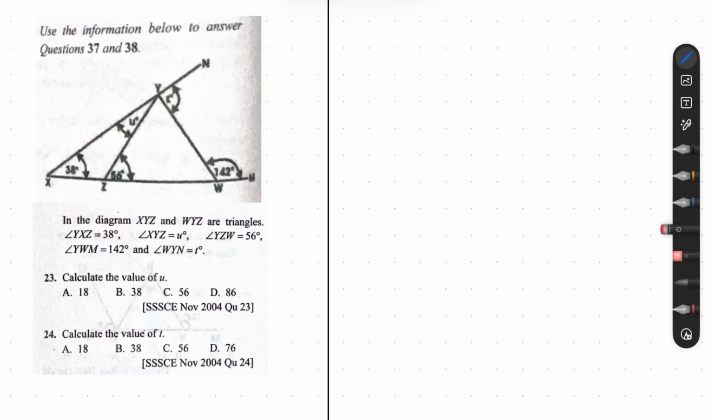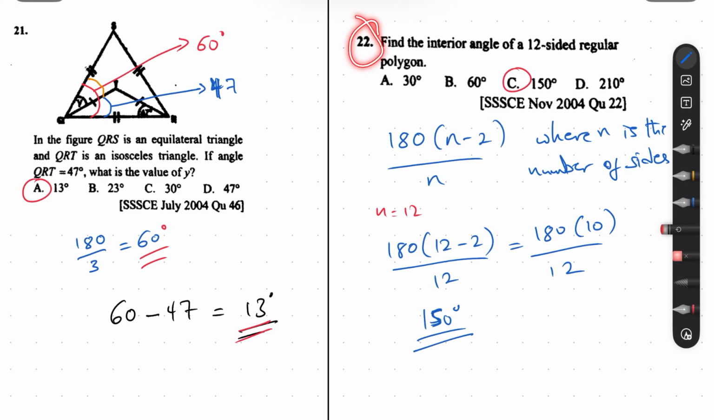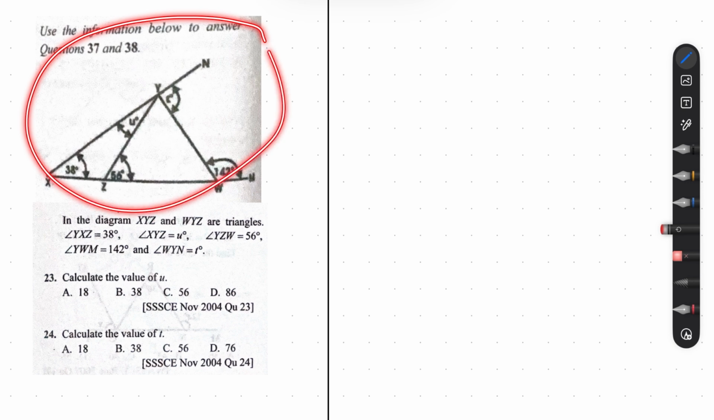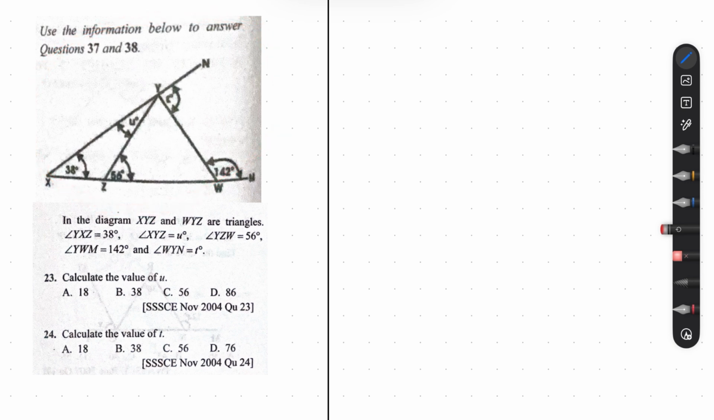In the previous session, we ended on question number 22. In this session, we start with question number 23. The question comes with the preamble over here. It says, use the information below to answer questions 23 and 24. So don't worry, it is the same thing. Now, it says we should calculate the value of u for 23.